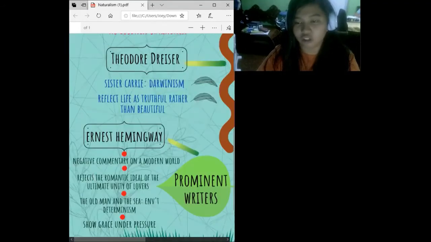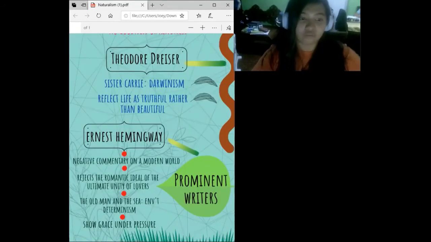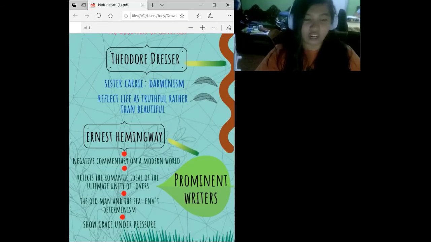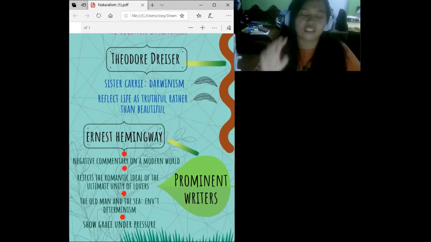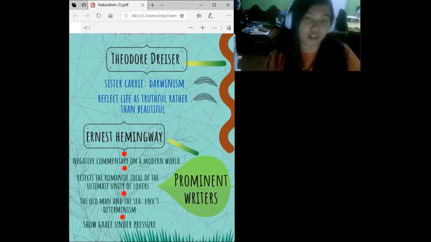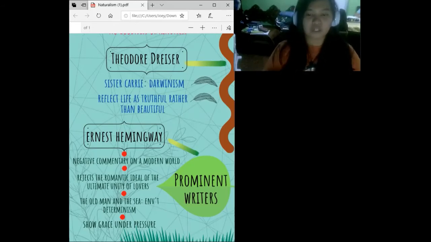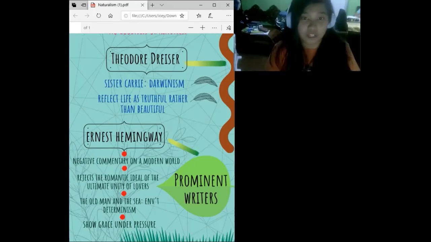One of them is Ernest Hemingway. He is known for his narratives that often involve death. His works have a negative commentary on the modern world. One of his notable works is The Old Man and the Sea, where there is the depiction of environmental determinism.